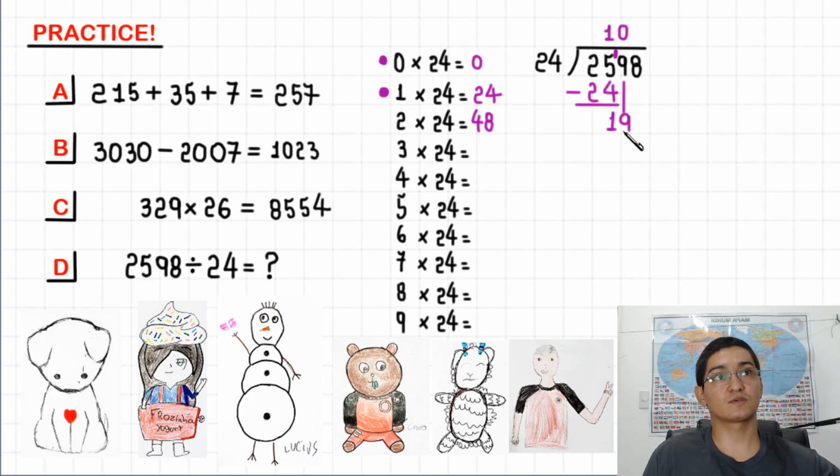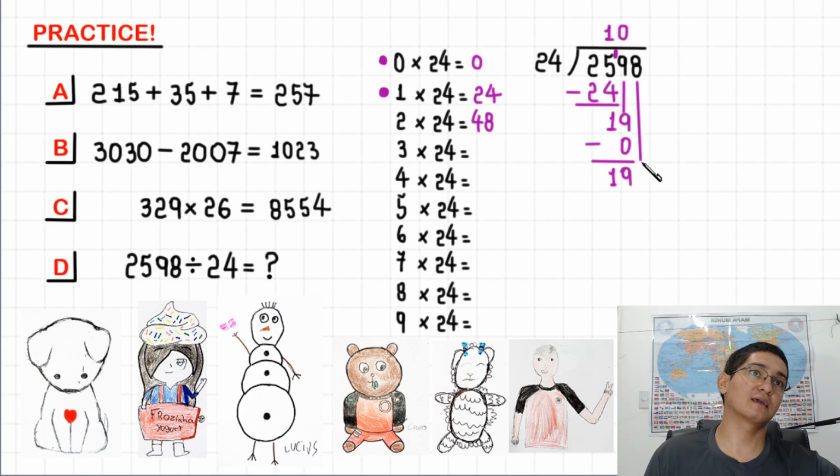So 0 times 24 equals 0. I write it here and then I subtract. That is very easy, right? Because 19 minus 0, that is still just 19. After a subtraction, I bring down the next digit and it is 8. So now we have a big number, right? We have 198. And I wonder how many times 24 goes into 198. That I don't know, but I still can check. What do I do? Well, I can estimate, right?